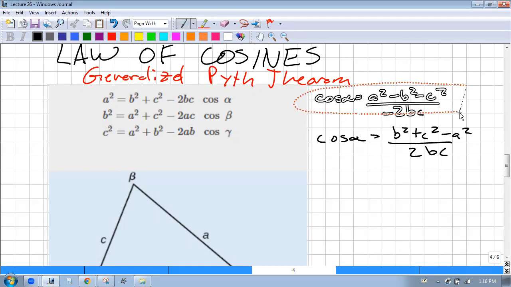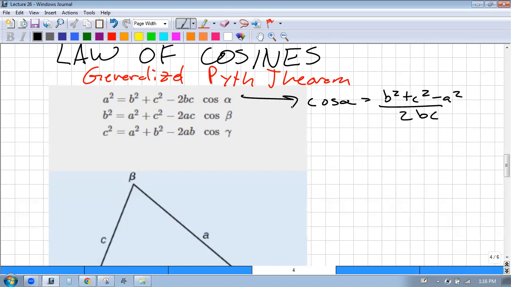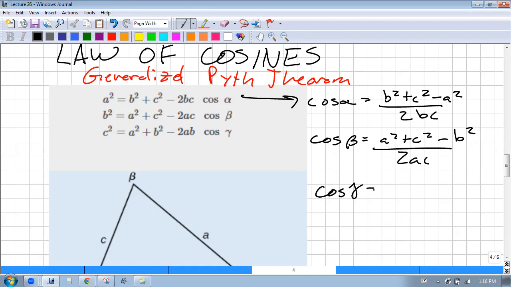All right, so this is just this. All I did was solve for cosine. You want to use it in this way if you had three sides and you wanted the angle. You could rearrange these others in the same way. Cosine beta would be A squared plus C squared minus B squared, right? You're subtracting the side opposite that angle, over 2AC. Or the last one, if you solve for this guy, you would have A squared plus B squared minus C squared over 2AB, right? So these are just this where you've solved for this.